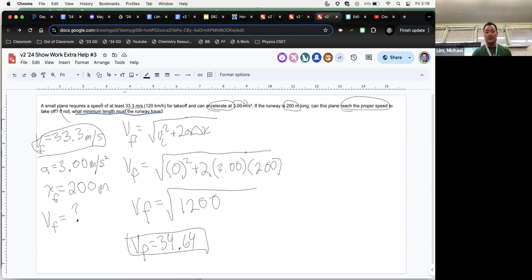This is now asking for minimum length. How short can we make the runway? 34 is the speed of the airplane if the runway was 200. Can we make the runway shorter? Let's save some money on this construction. Can we save money on building a shorter runway? That's now our next job. What's the minimum length? So we now have to find a different variable.